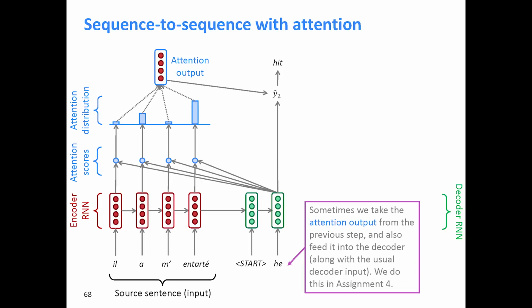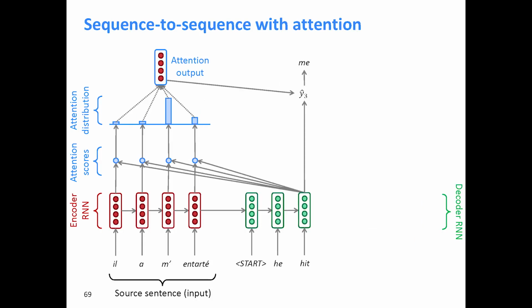Another thing to note, kind of a side note, is that sometimes we take the attention output from the previous step and feed it into the decoder again, along with the usual word. That would mean you take the attention output from the first step and concatenate it to the word vector for "he", and then use it in the decoder. The reason for this is sometimes it's useful to have this information from the attention on the previous step on the next step. I'm telling you this because this is something we do in assignment 4, and it's a fairly common technique, but also sometimes people don't do it.